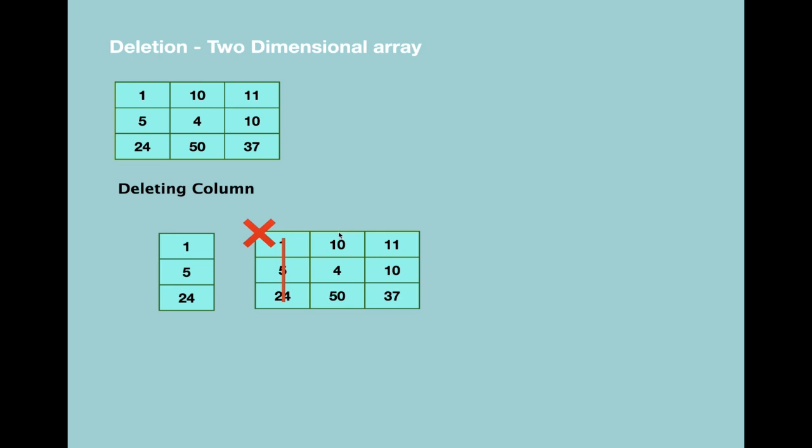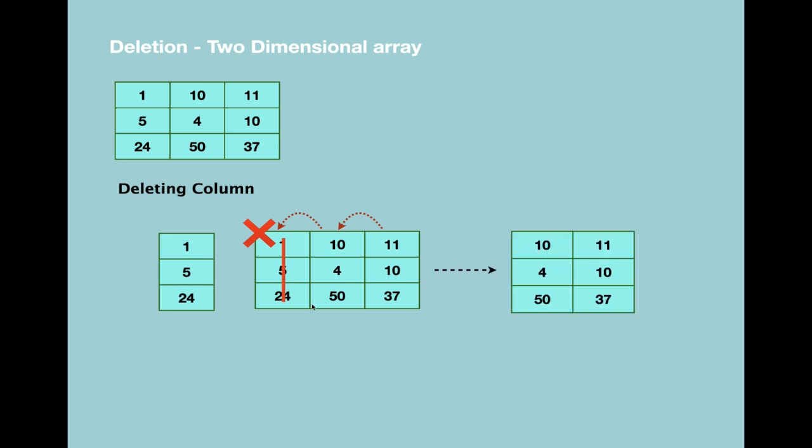So this column has to move to the place of the deleted column, and this column has to move to this place. As you see, each column has to move one step left, and this process is very time consuming, because every time we delete a column, the rest of the columns have to move one step back. This is how deleting a column in a two-dimensional array works. So let's see what the time complexity of this operation is.